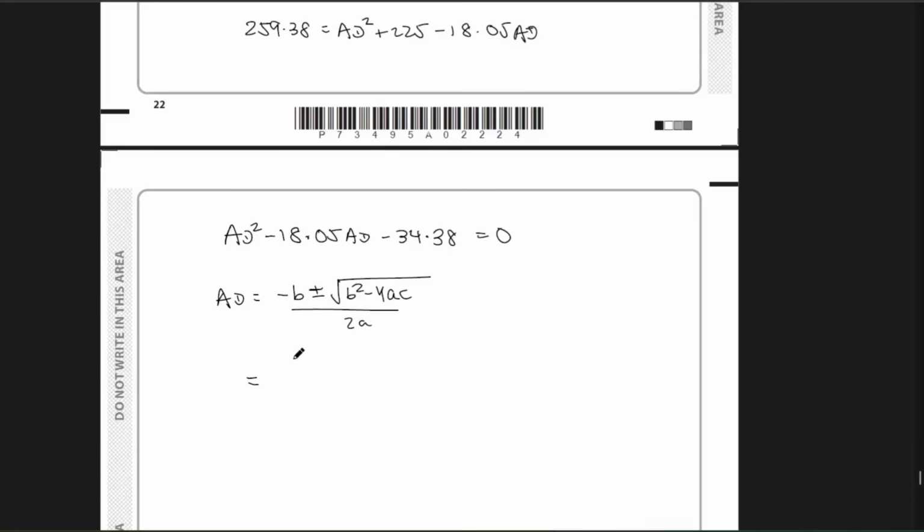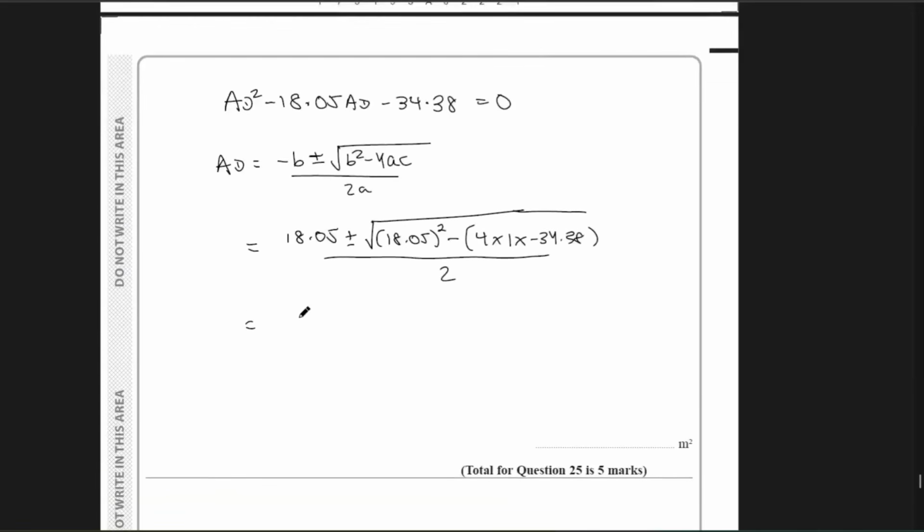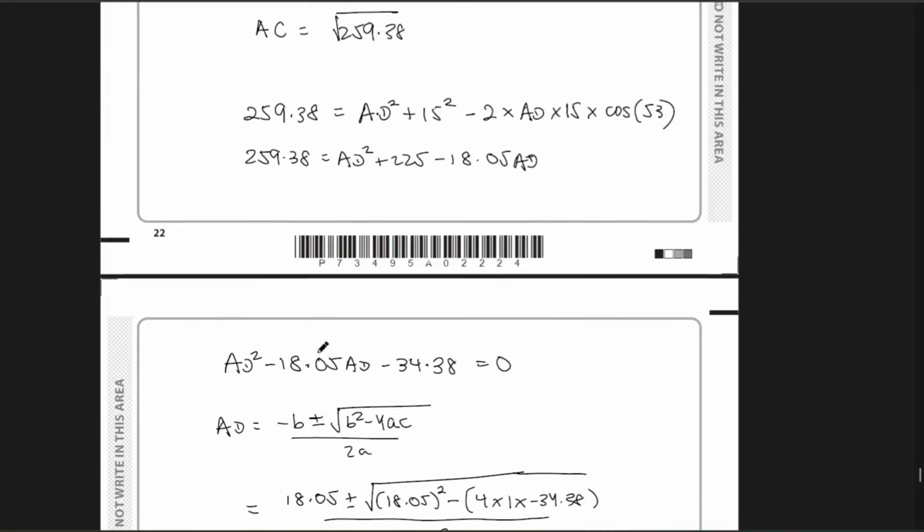B value is minus 18.05. So this becomes 18.05, minus cancels, plus or minus square root of 18.05 squared. We don't need to put the minus sign because when we apply the square, the minus sign cancels. Minus 4 times a value is 1. C value is minus 34.38 divided by 2. And let's solve this. This gives me 19.78. That's the length of AD.